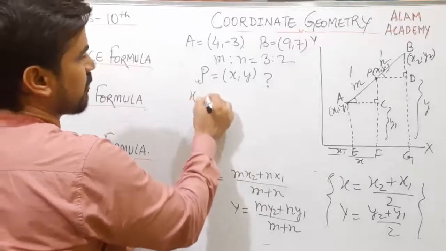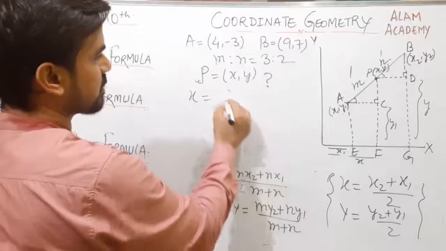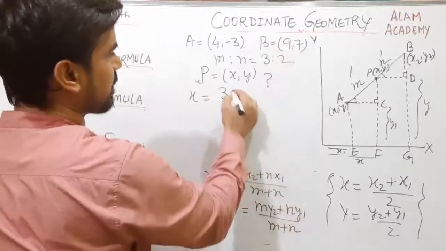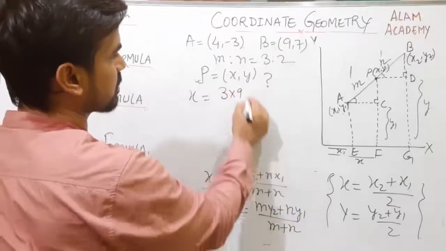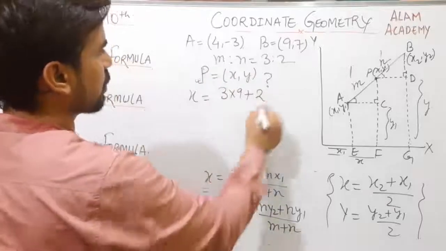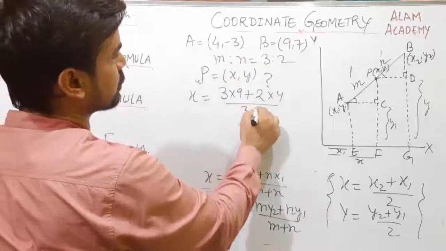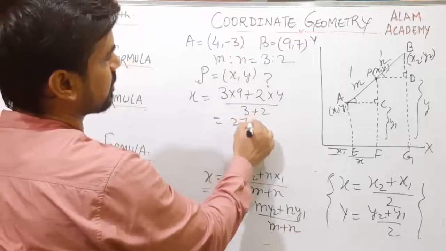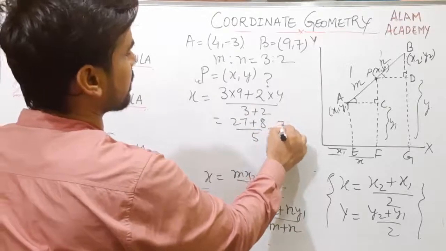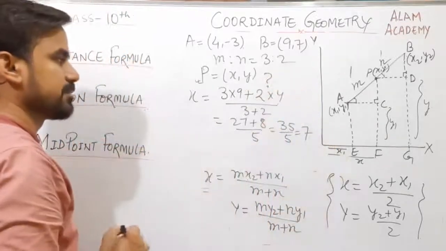The formula for x, we know, is x equals (mx2 plus nx1) by (m plus n). So m is 3, x2 is 9, so 3 into 9, plus n is 2 and x1 is 4, by m plus n, 3 plus 2. So 27 plus 8 by 5, that is 35 by 5, so we get x equals 7.